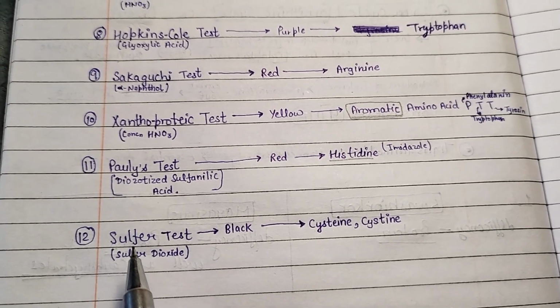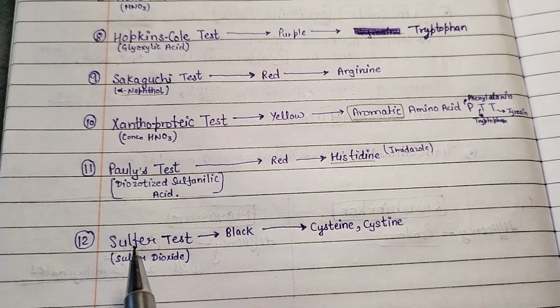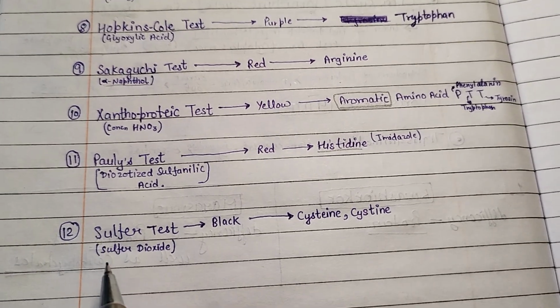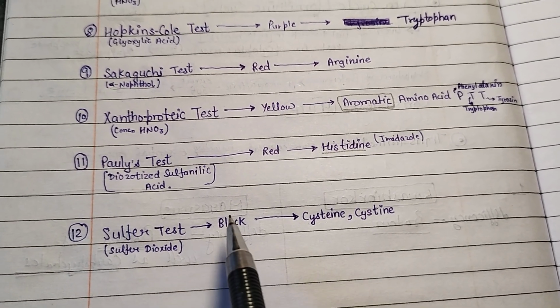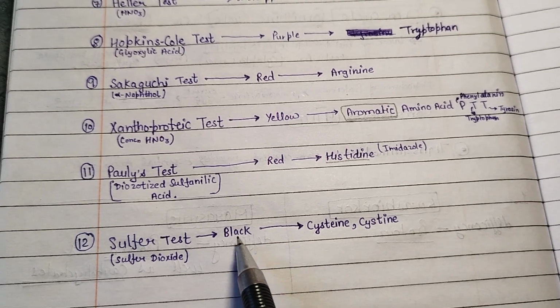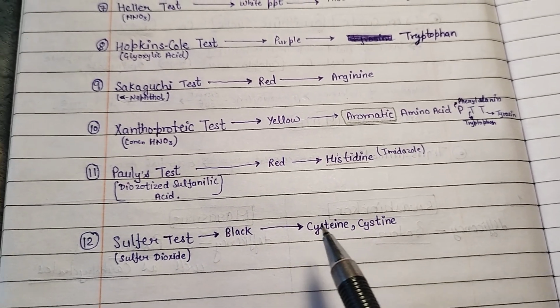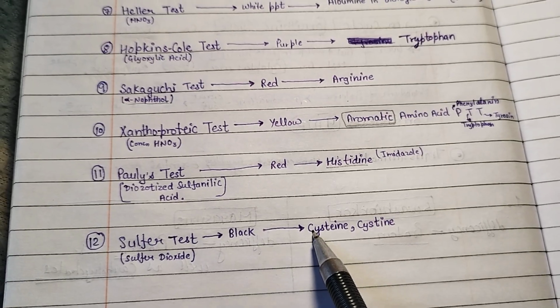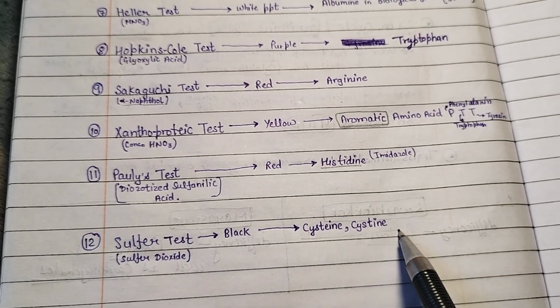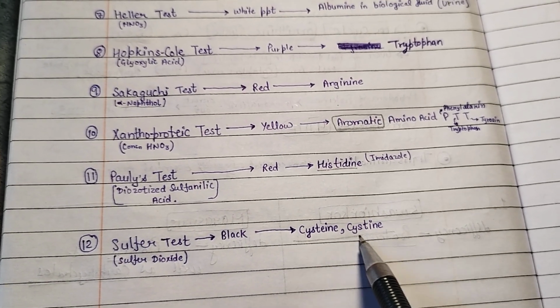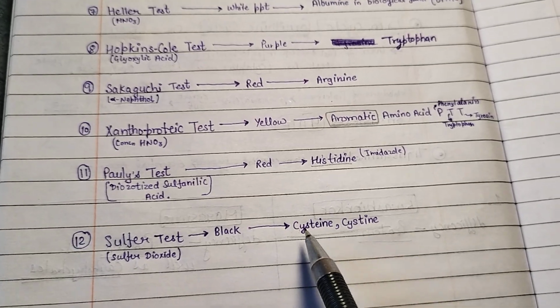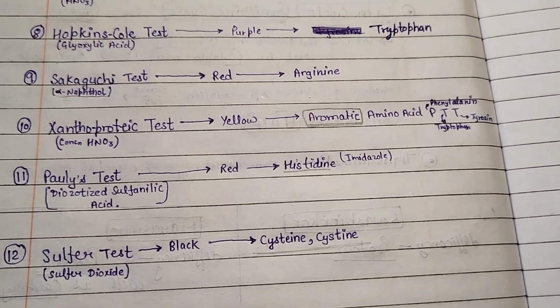The sulfur test is basically used for amino acids which have sulfur. A lead reagent is used and it gives a black color. Remember, it gives a black color. The sulfur test is for proteins which contain sulfur-containing amino acids, such as cysteine. Hope you got this one.